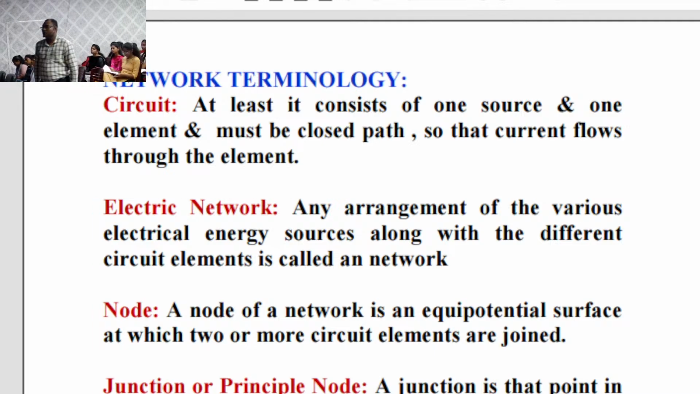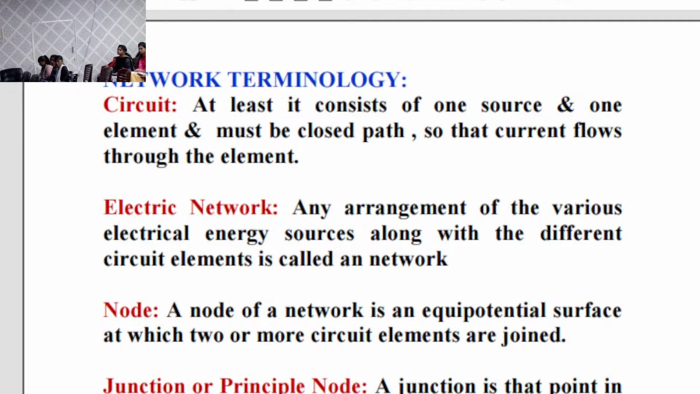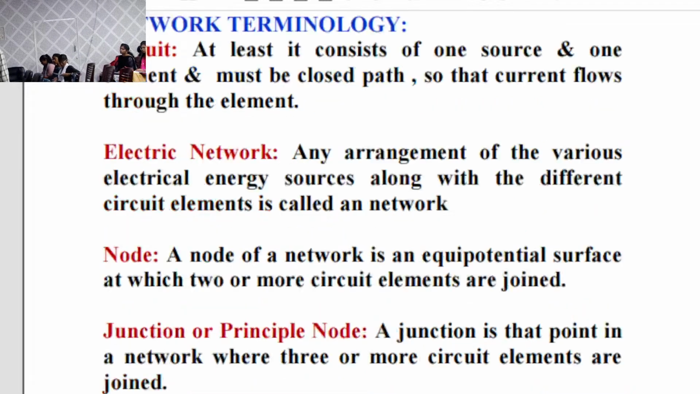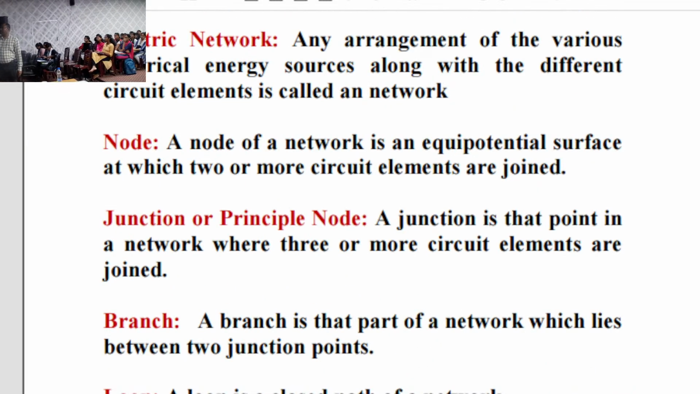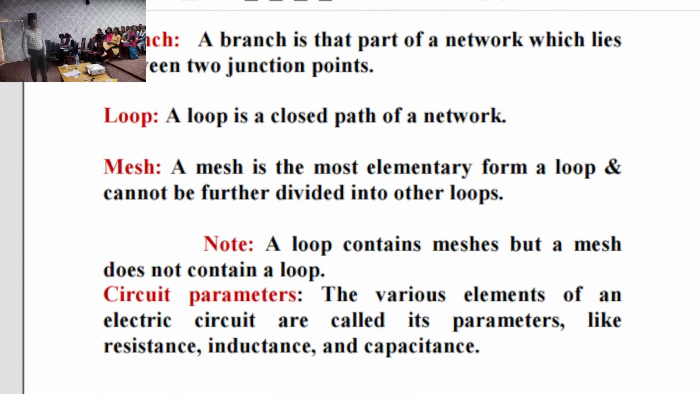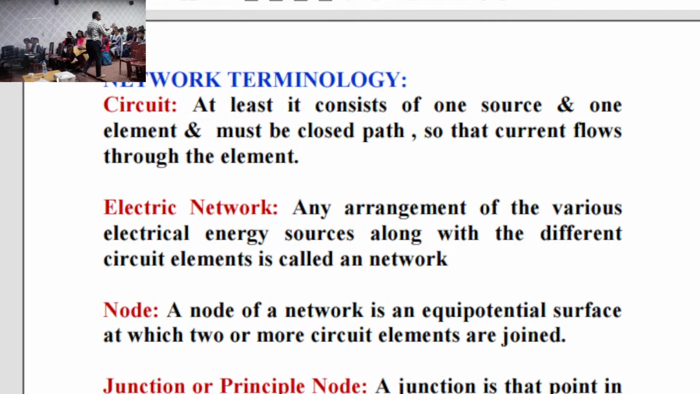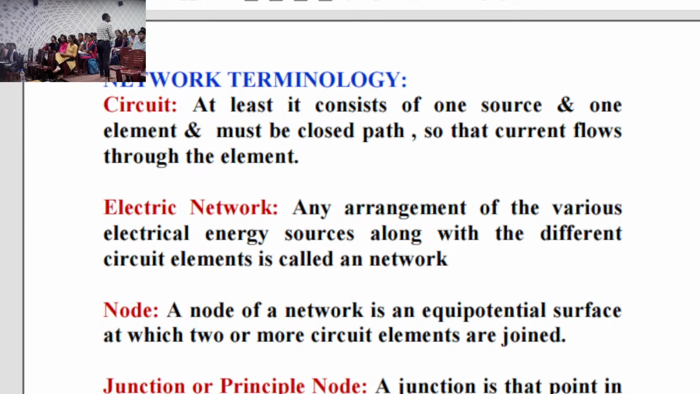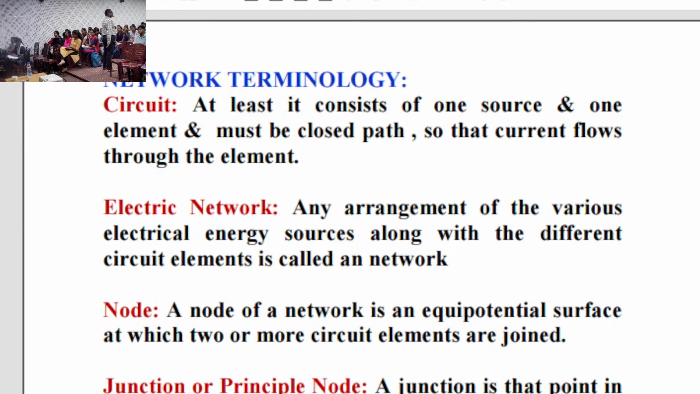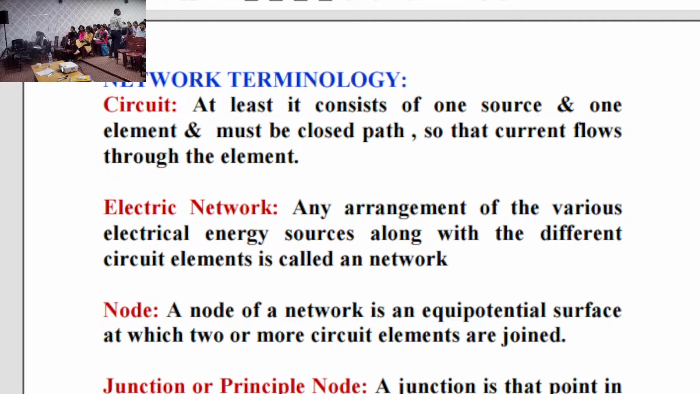Circuit parameter. You can go down, loop after loop. So loop, mesh, next one, circuit parameters. I can go for the first one. So what are the network terminology? What are the terms we have in the first topic, network terminology? The first ones are circuit, electrical network, node, junction, branch, loop, mesh, circuit parameter. These are the terms you have to know in the first topic, network terminology.